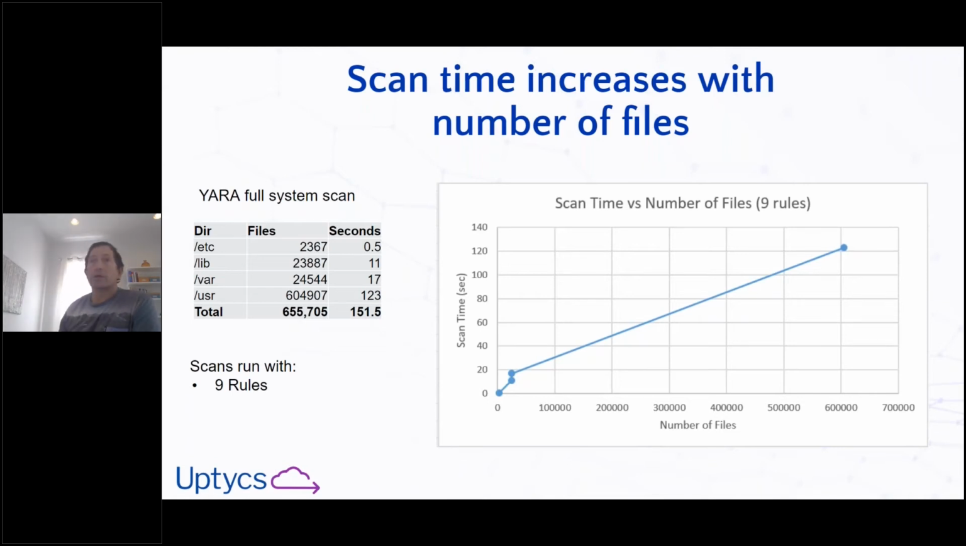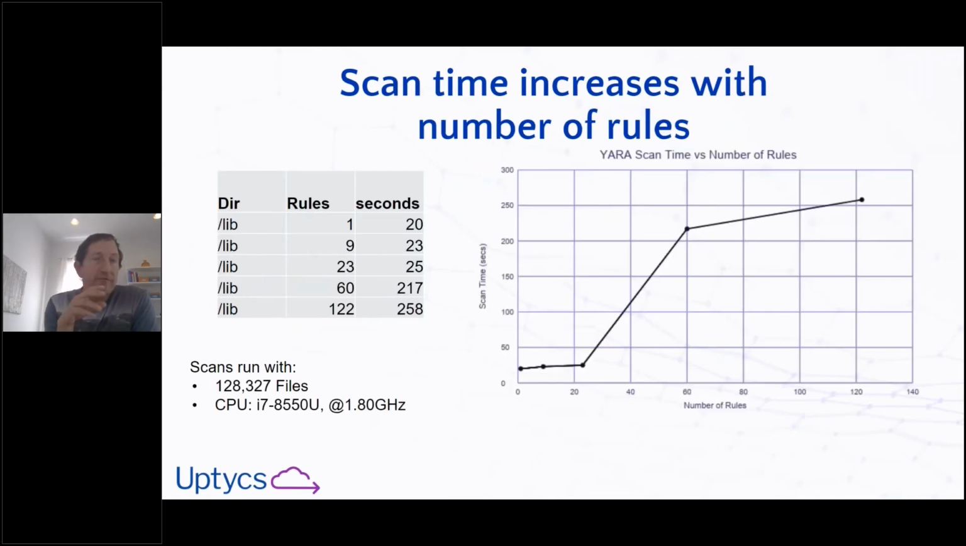So you can see here that if you have a larger number of rules, it's going to take more time as well. These tests show that as we increase the number of rules from 1 to 122 on the same set of files, in this case just scanning the lib directory on Linux, about 128,000 files, it went from about 20 seconds to 258 seconds. So as you increase the number of rules, it's going to increase your scan time.